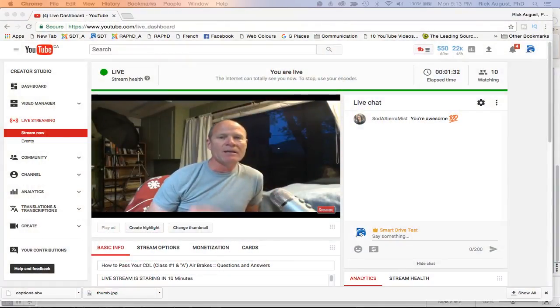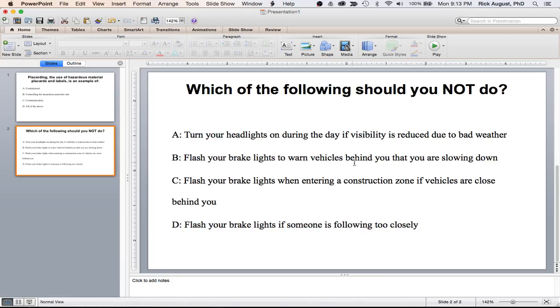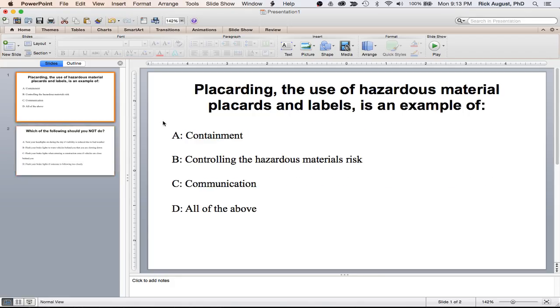So I'm just going to go over these two questions. One of the questions is a commercial driver's license question. The other question is relevant to cars as well, but it can be applicable to commercial drivers. But as I said, I'll just slip over here and we'll look at the two questions here. So slide one, question one.